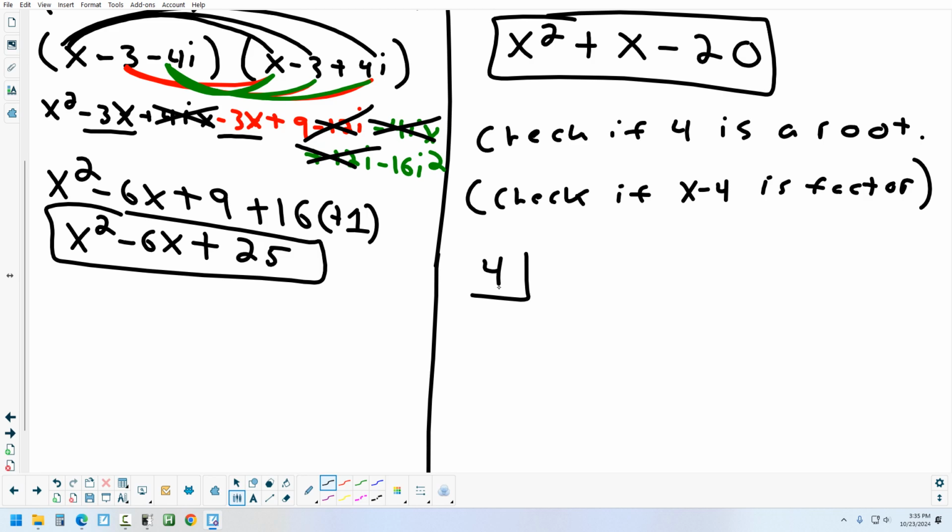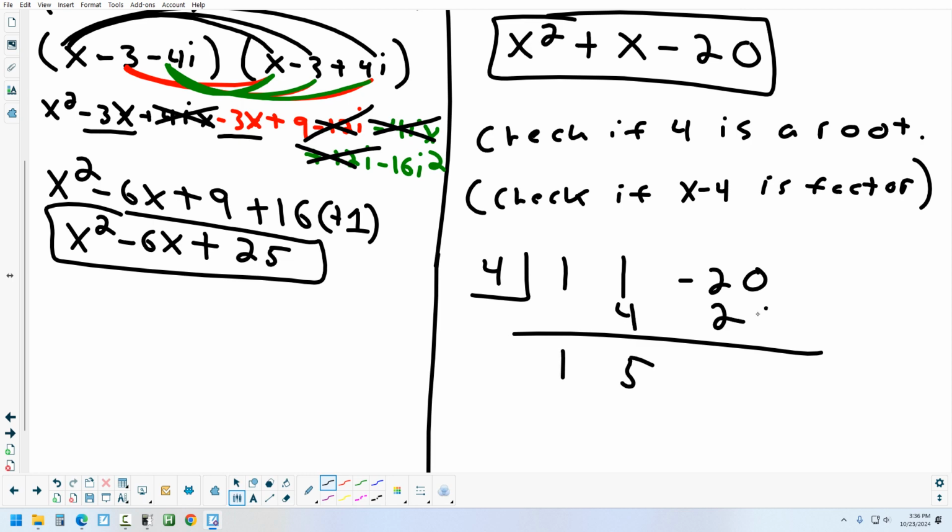What numbers are on the inside? 1, 1 again, and negative 20. Bring the 1 down. 4 times 1 is 4. 1 plus 4 is 5. 4 times 5 is 20. Negative 20 plus 20 is 0. And that 0 is my remainder.